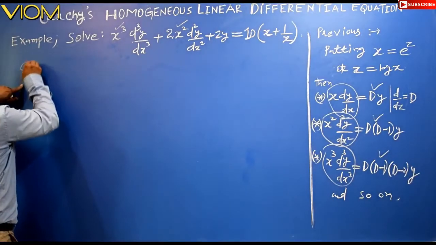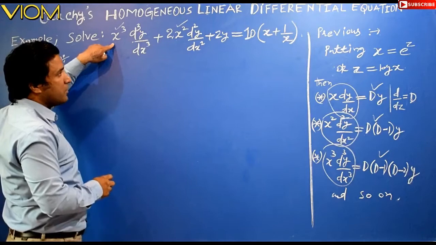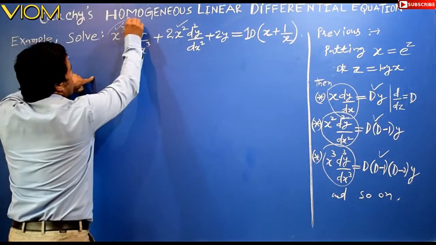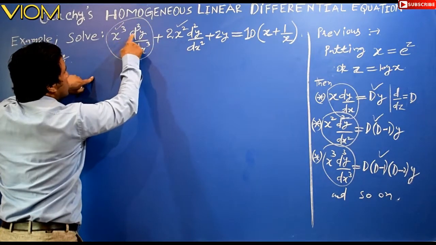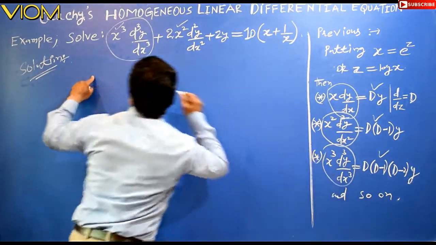Let's take the solution for this given differential equation, which is a Cauchy homogeneous differential equation. This is the value for x cube d cube y/dx cube. It is simple, so we will take this right-hand side and paste it here.